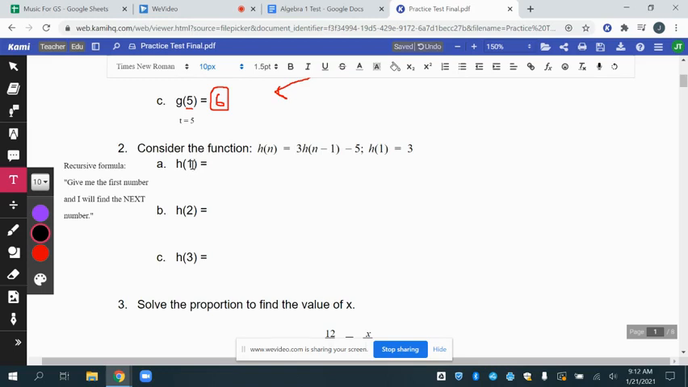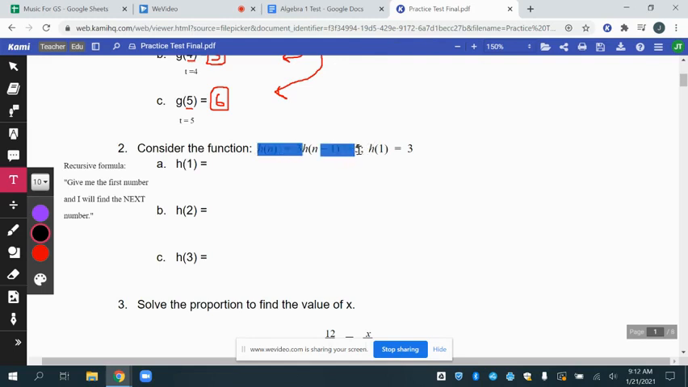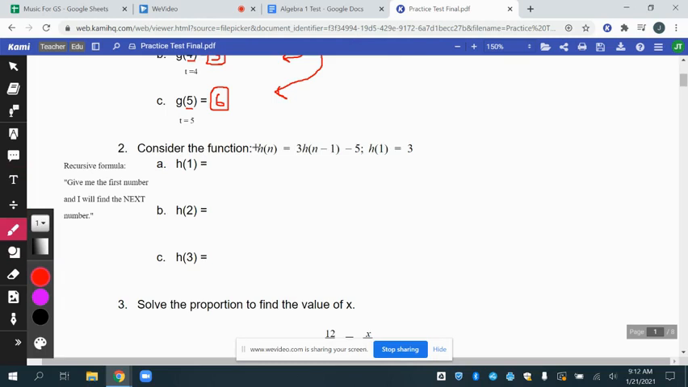Okay, so we start out with h of 1. Well, the cool thing about this particular formula is it tells me how to find the next number, and then it tells me the first number right here. So this is the information how to find the next number, and this is the first number.